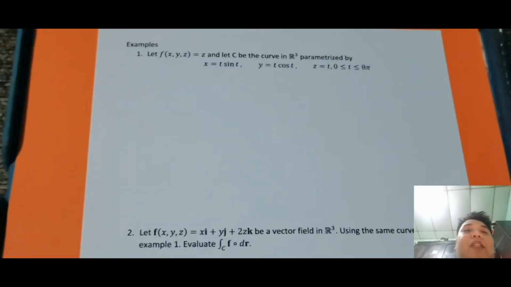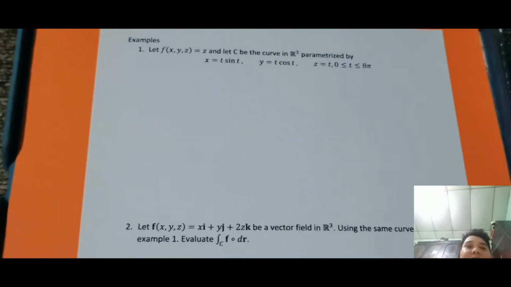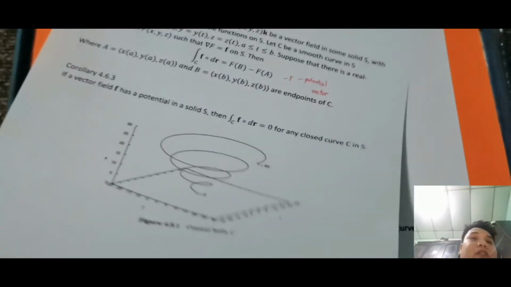So let f of x, comma y, comma z is equal to z. Again, z lang. Okay, so and let C be the curve in R3 parameterized by x is equal to t sin t, y is equal to t cosine t, and z is equal to t. So, yan yung ating conical helix. So, actually, yan yung graph ng conical helix, yung itong part na yan.